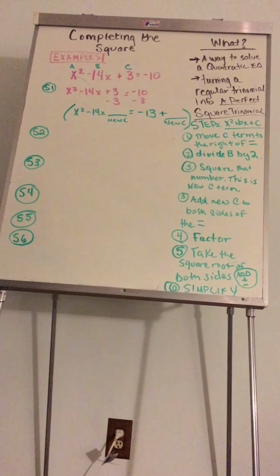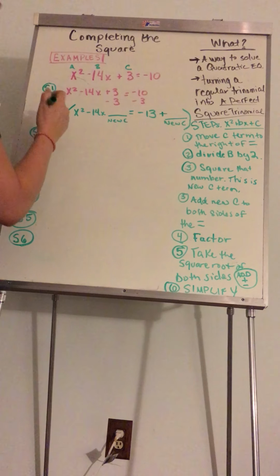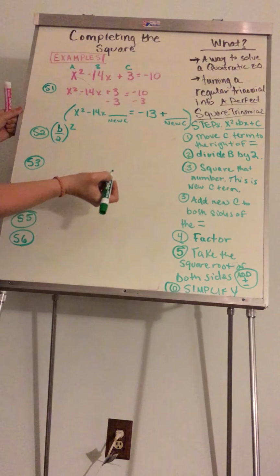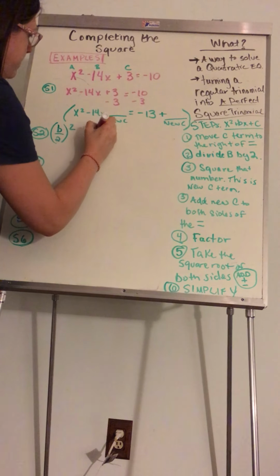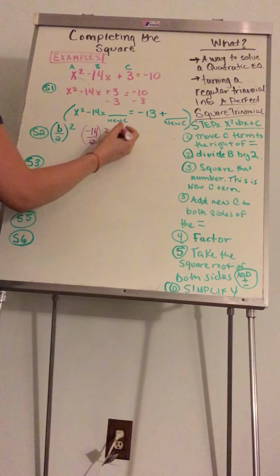Okay, now I'm going to go about finding my new c term. I'm going to take the b term, divide it by 2, and square it. This is the formula: it's going to be b over 2 squared. My b term is negative 14, so I'm going to take that, divide it by 2, and square it. So negative 14 divided by 2, squared. Negative 14 divided by 2 is negative 7.